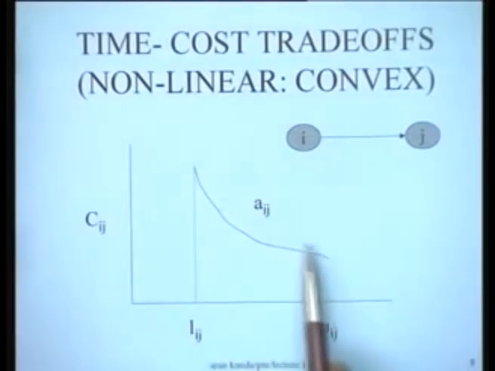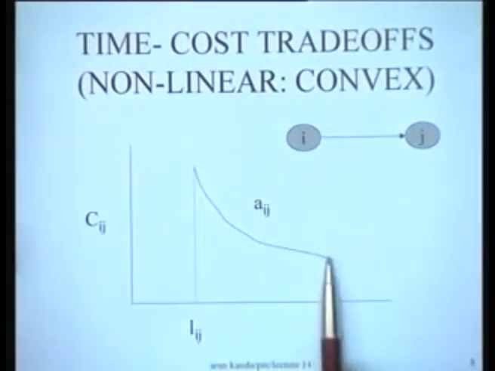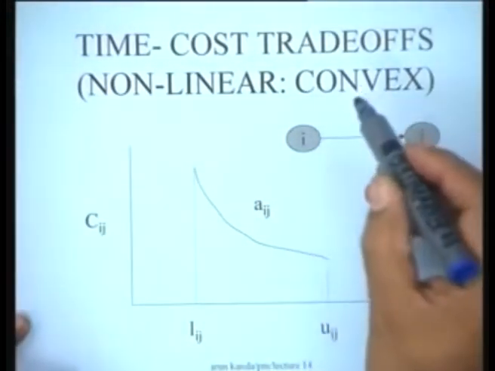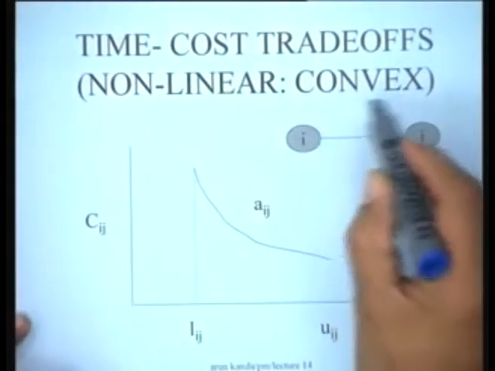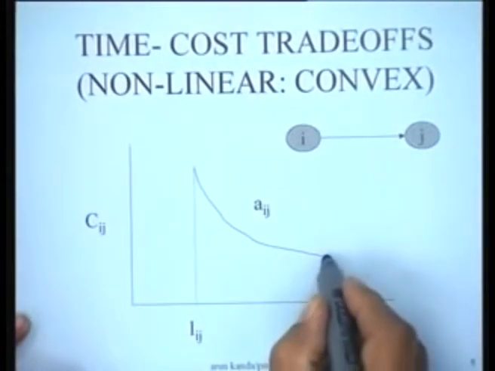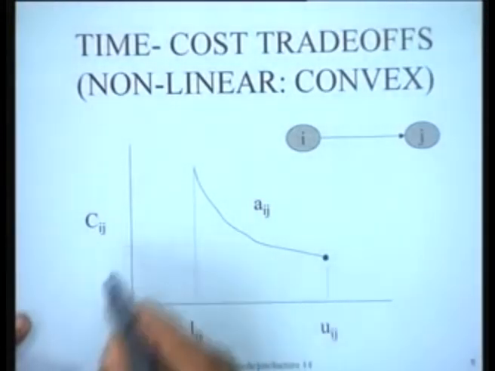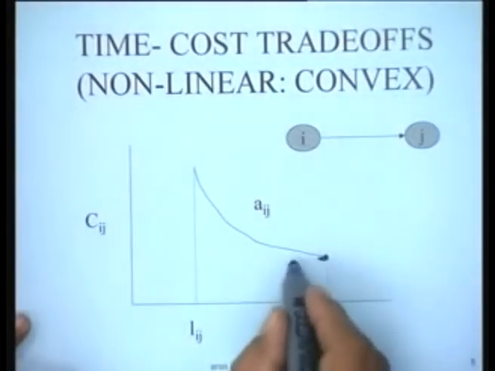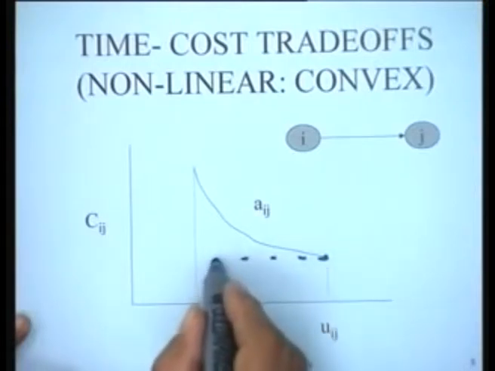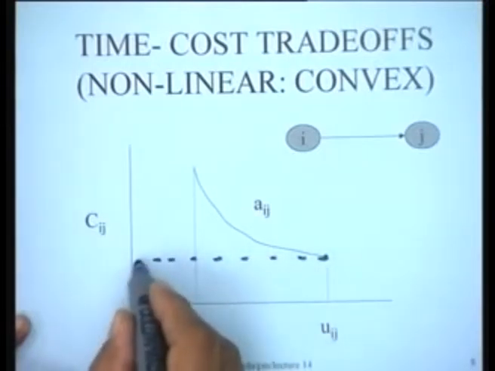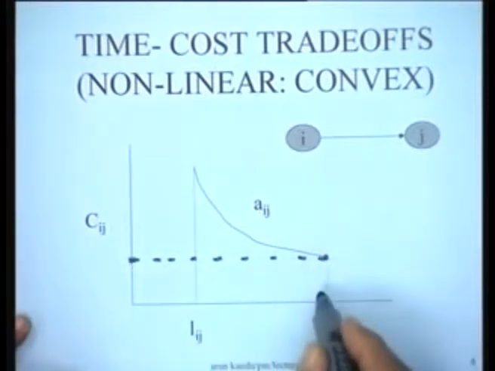You could have a non-linear time cost trade-off of this nature. What does it imply? It implies, for instance, that we are talking about a convex function. Convex function means that in the beginning, this is the normal duration and the normal cost, the minimum cost of performing the activity. So the minimum cost of performing the activity, let us say, is somewhere here. This is the minimum cost of performing the activity.